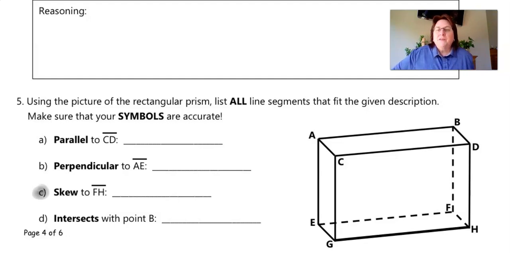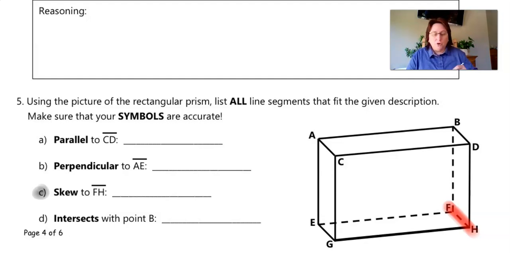Letter C says we want to list all line segments that are skew to line segment FH. Well, FH is down here. If you're a highlighting type of person, you might highlight it. So, skew. Let's recall, skew lines have what properties? Hopefully you said skew lines never intersect, they're not coplanar, and they're not parallel.